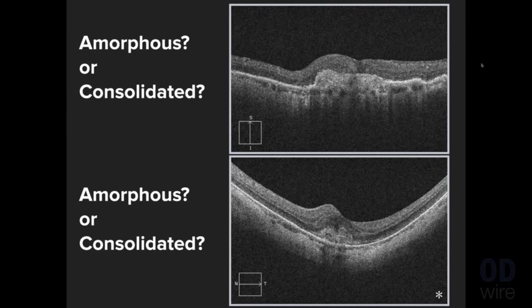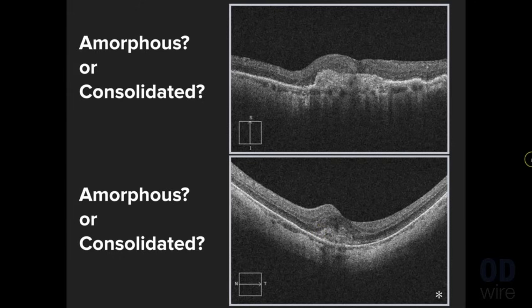How about this image? Did you find the subretinal hyperreflective material yet? Here it is on top, consolidated subretinal hyperreflective material. And on the bottom, again, amorphous subretinal hyperreflective material. And what do you think of this patient? Look at that staphyloma. Wow, super thin choroid.